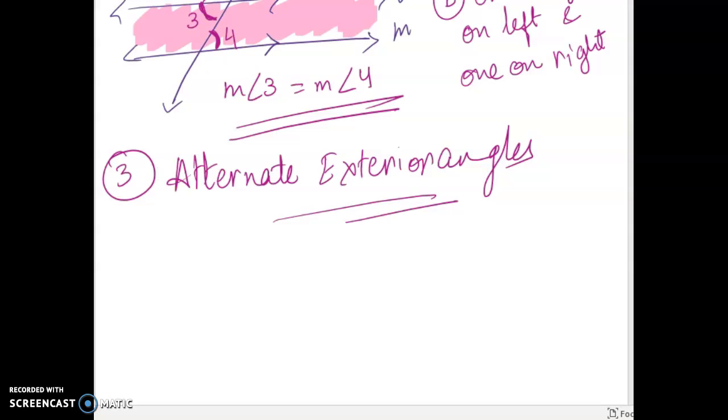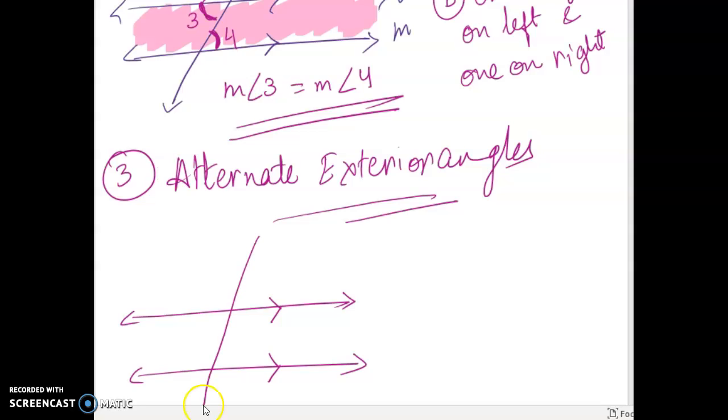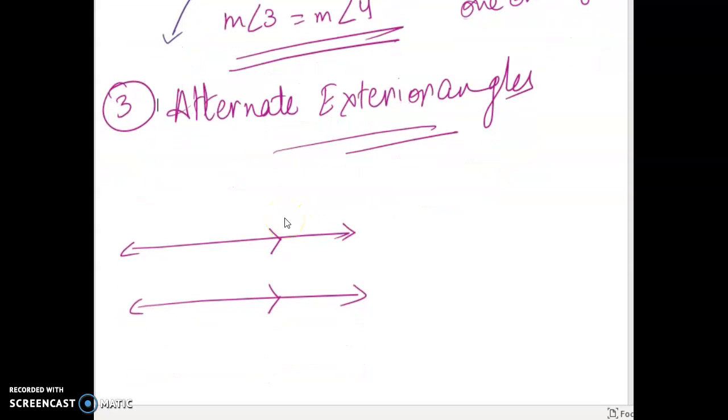So again, if we have two parallel lines, how will we identify parallel lines? With these two arrowheads. Cut by transversal. Let's make it more neat. So, cut by transversal.